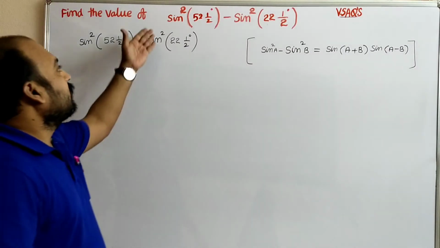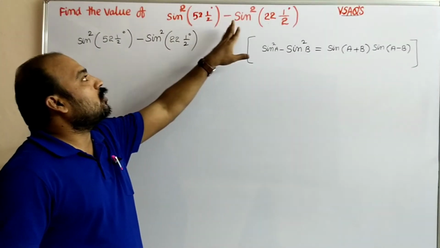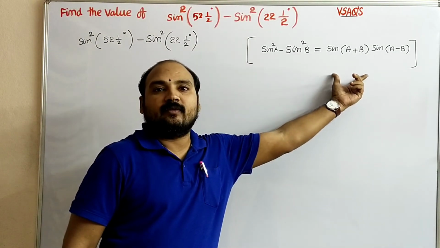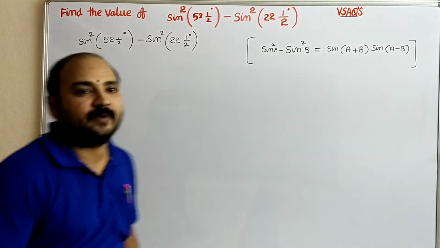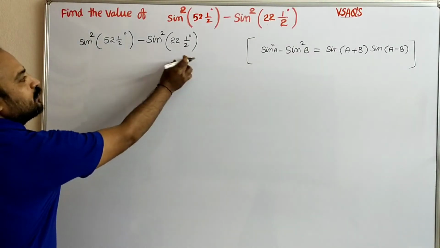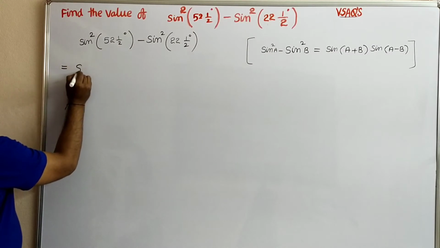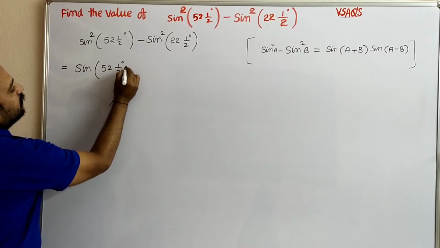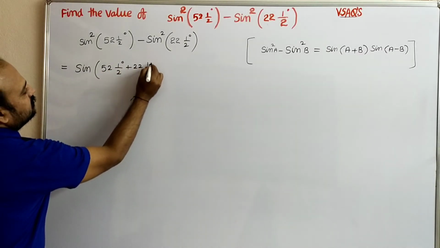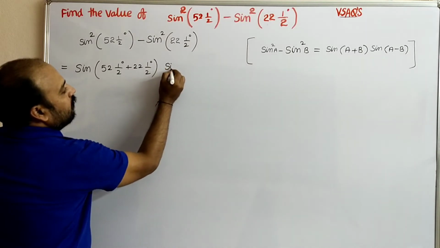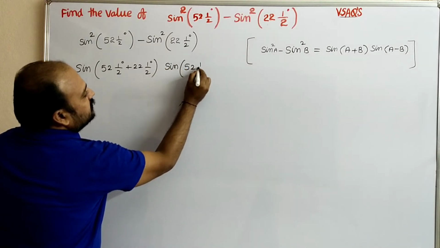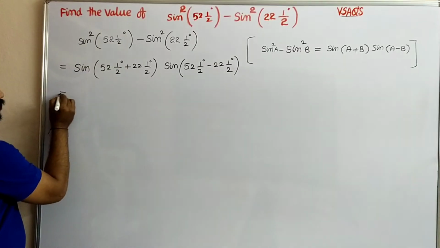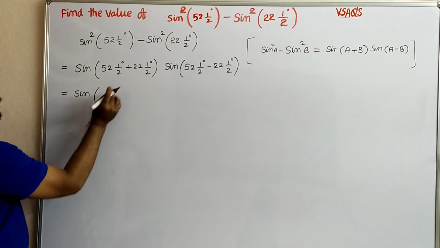The next question. Find the value of sin square 52 and a half minus sin square 22 and a half. It is in the form of sin square A minus sin square B. We know that this is sin of A plus B into sin of A minus B. So this is A value, this is B value, which is equal to sin of A plus B, 52 and a half degrees plus 22 and a half degrees, into sin of 52 and a half degrees minus 22 and a half degrees.